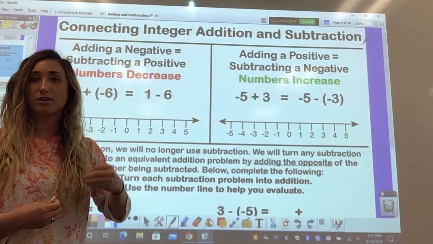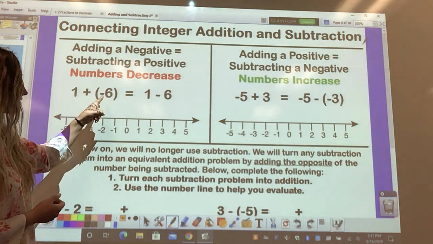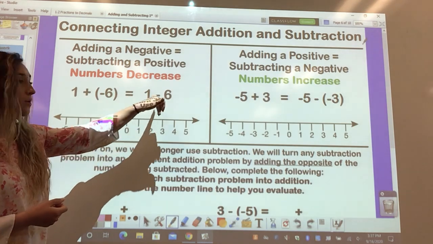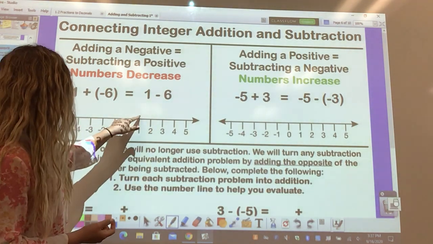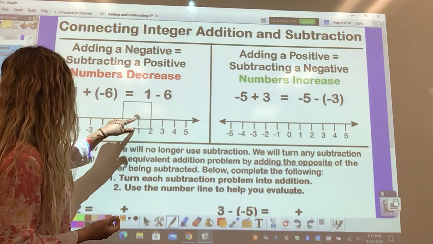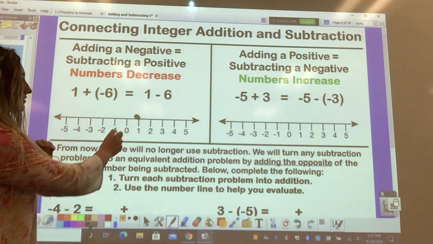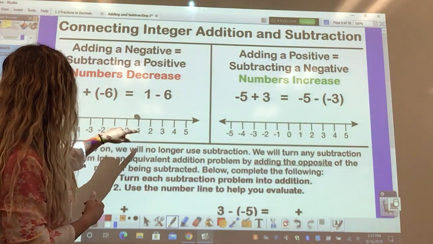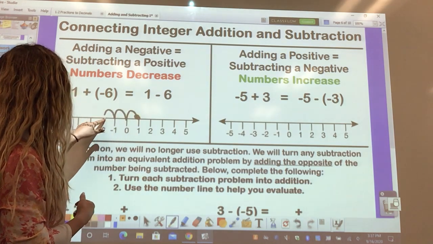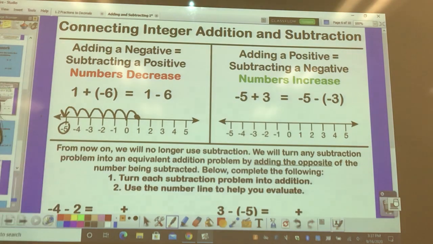The original number decreases. For example, 1 plus negative 6 is the same as 1 minus 6, because in both of these, we would start at 1 and move to the left 6. So plus negative 6 and minus 6 both mean move to the left or decrease 6. And that would take us to negative 5 as the answer there.